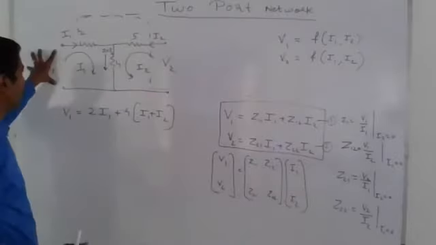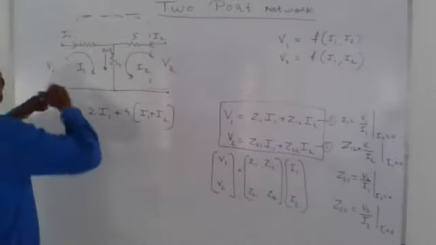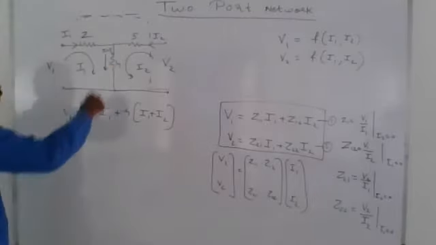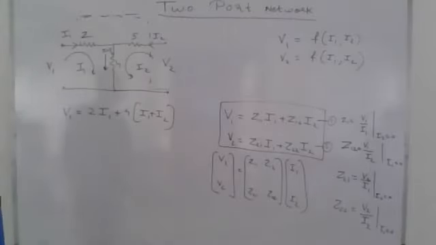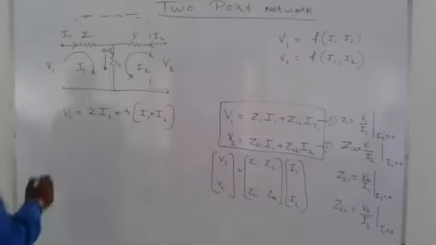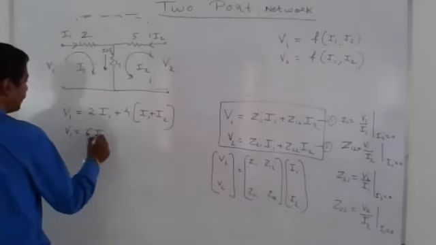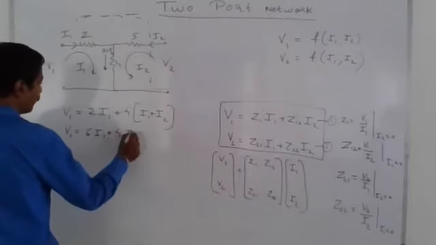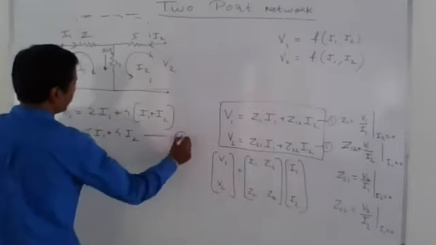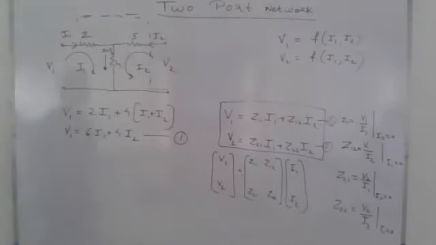So V1 is rise, 2I1 is drop, and the current through the 4 ohm is I1 plus I2, so 4(I1 plus I2). Or I can write the standard equation V1 is equal to 6I1 plus 4I2. This is the standard equation for Z parameter calculation.